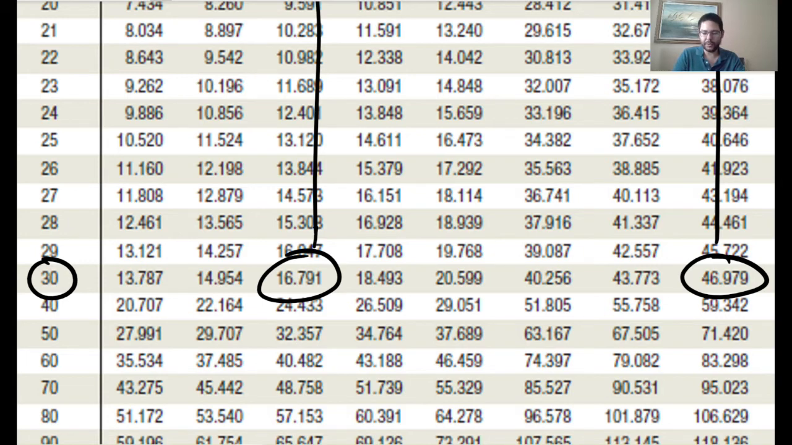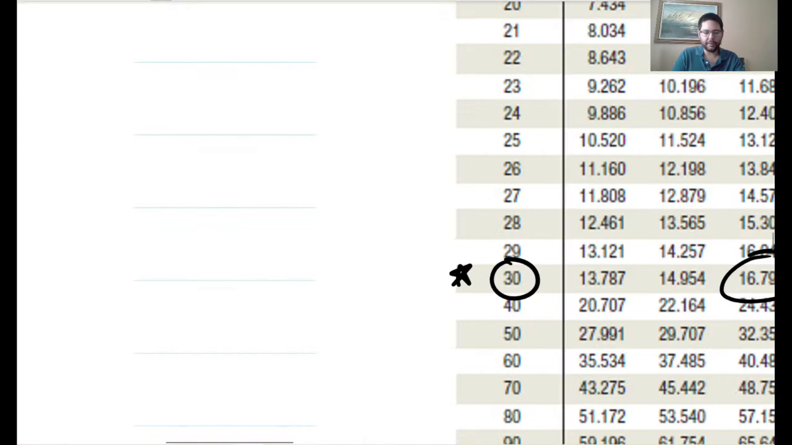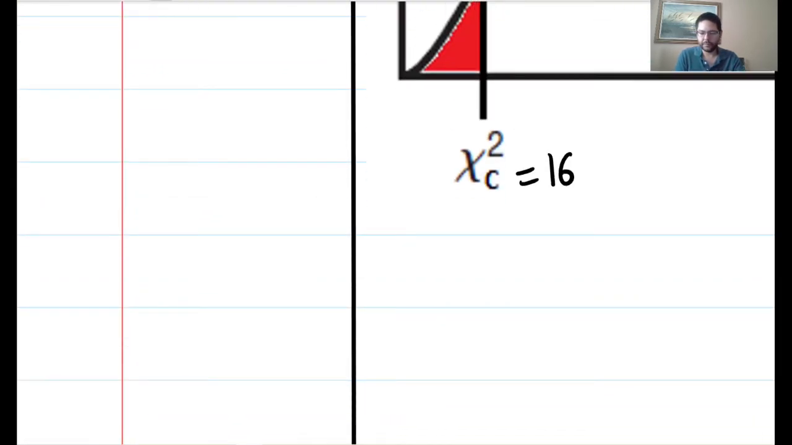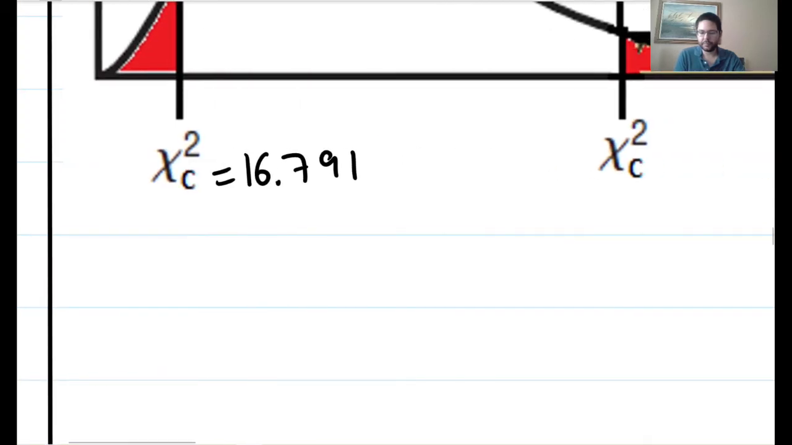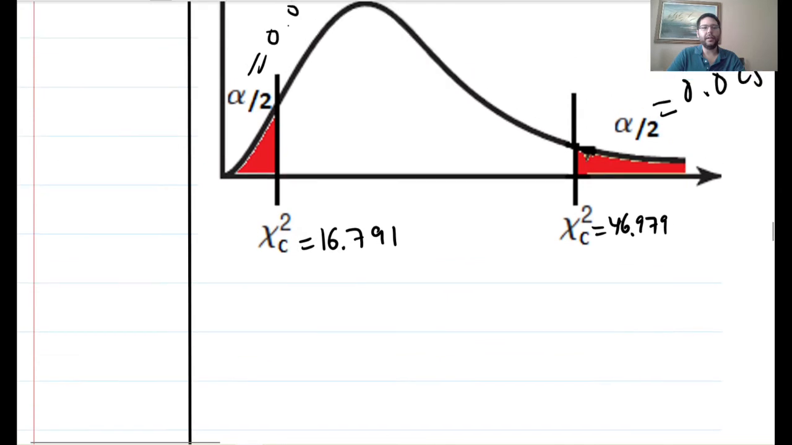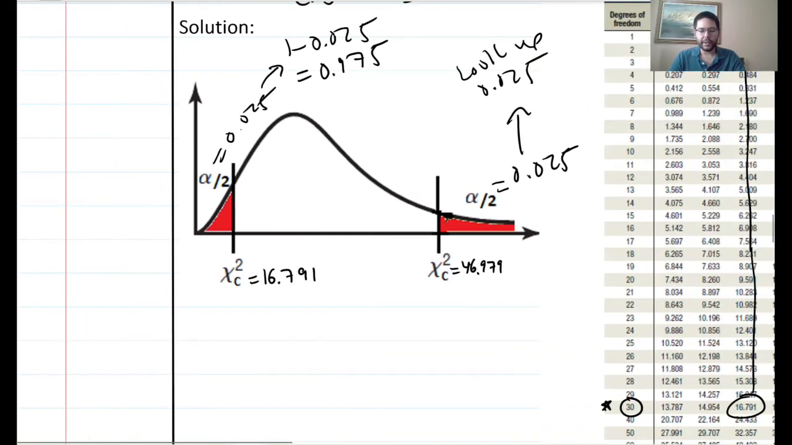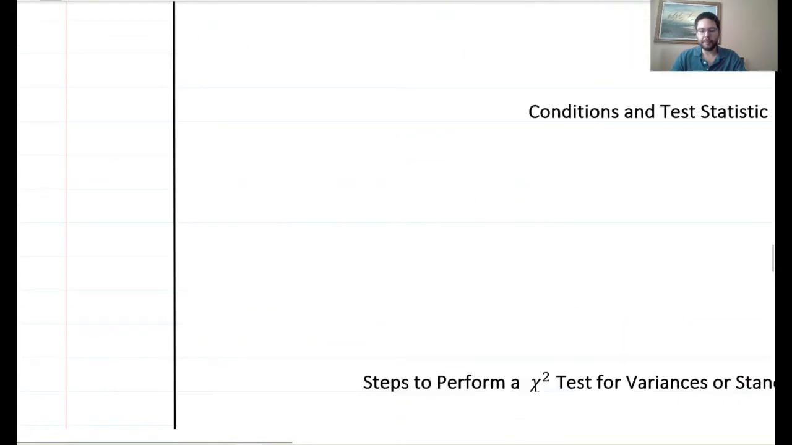So 791 and 979. That makes sense because that's the left and the right side. The far right side is going to be a large number, 46. And those are my critical values for the chi-square.